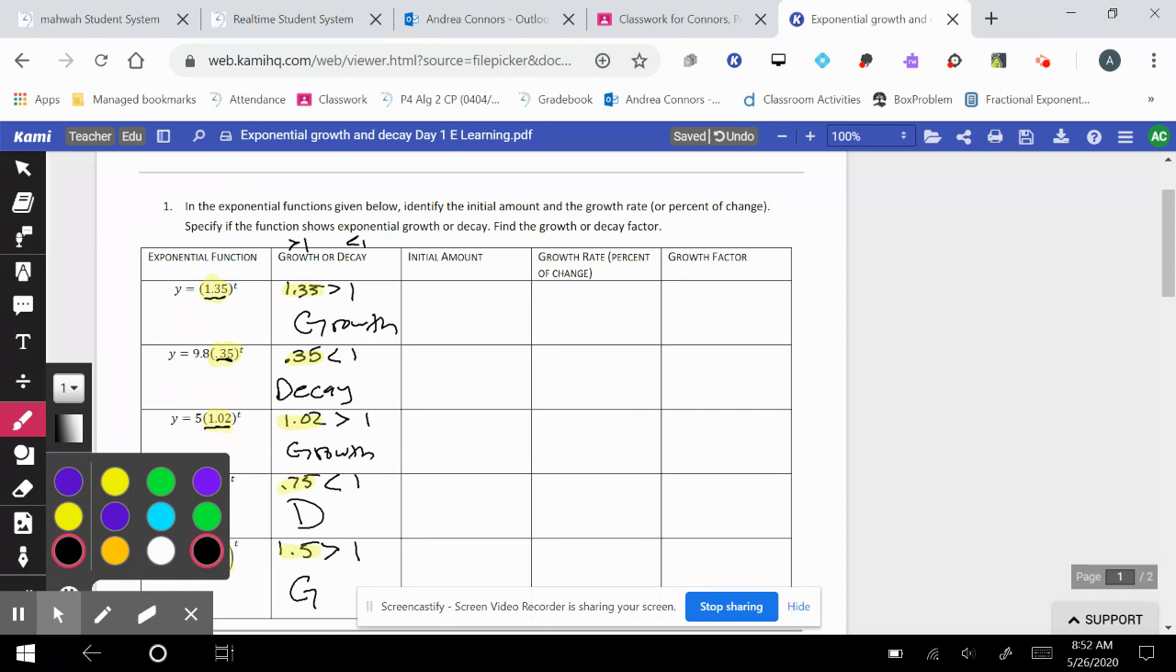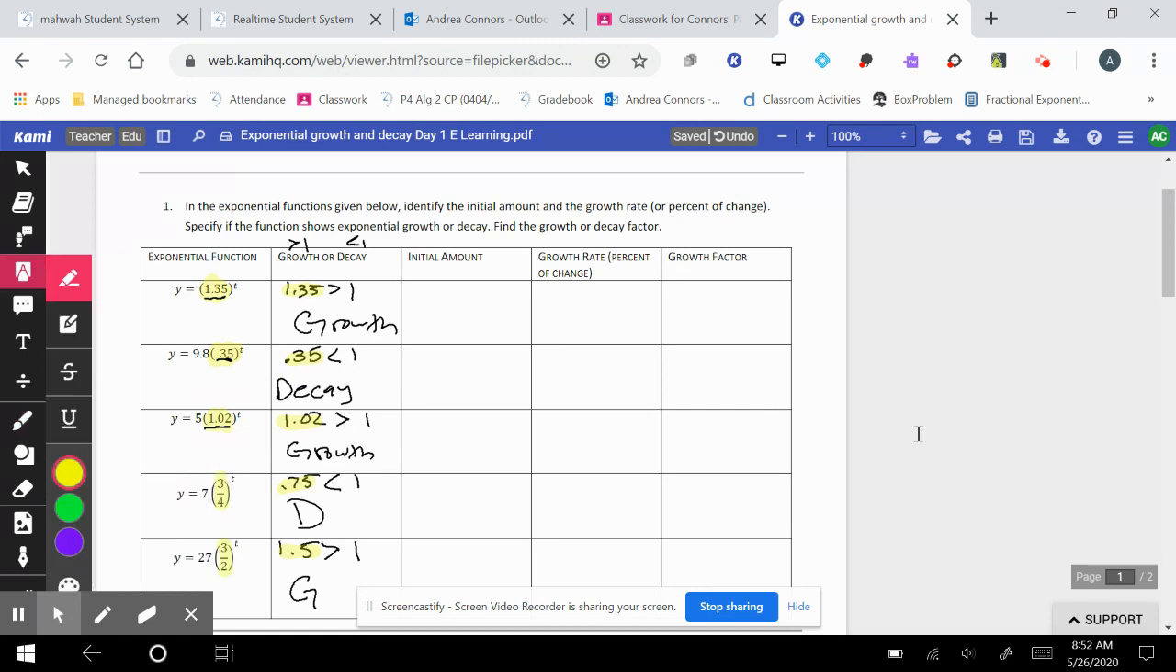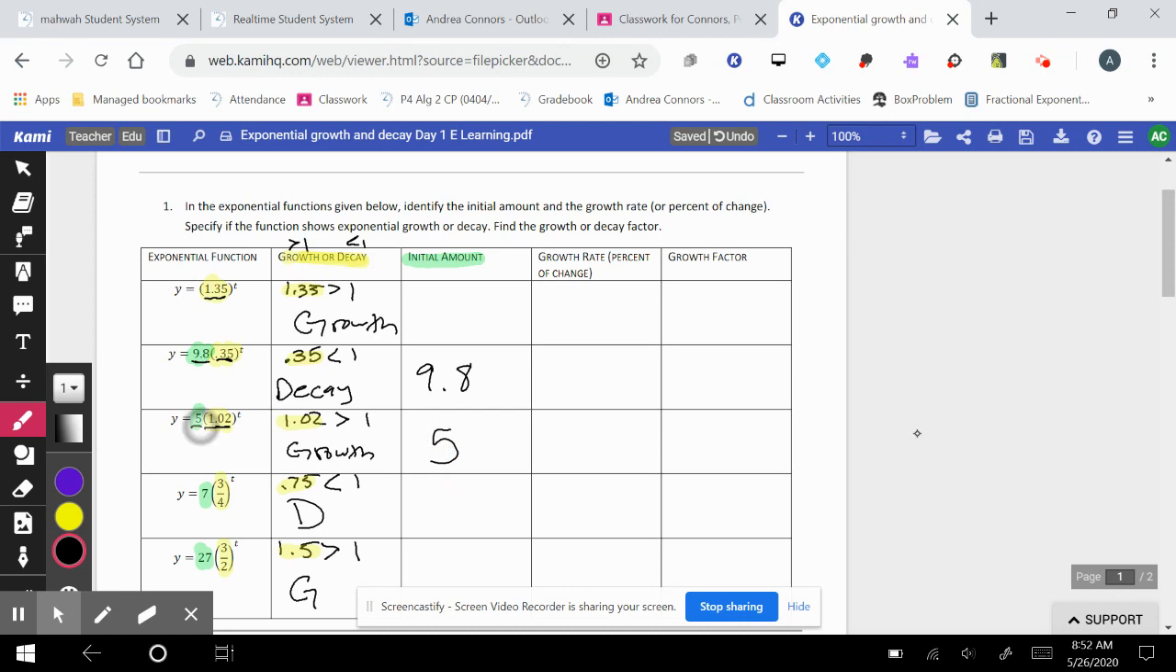The initial amount, that's going to be our yellow, our initial amount is the number in front. So it's kind of easier to see it in those. So we have 9.8, that's the number in front, 5, 7, and 27. It's the number in front of the parentheses. If you don't have a number in front, it's just a 1, since you have one of those.